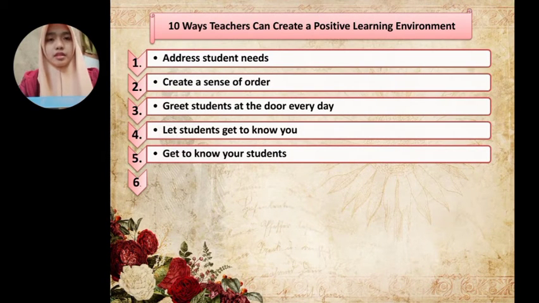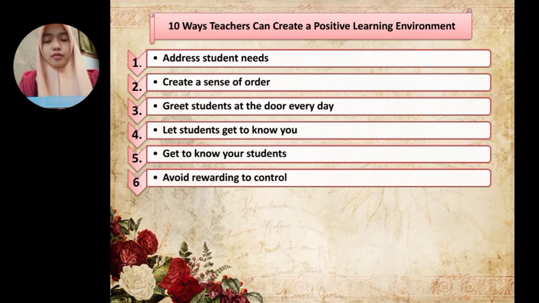And number 6 is avoid rewarding to control. Over 50 years of research has shown that incentives, gold stars, stickers, monetary rewards, and other bribes only serve to undermine students' intrinsic motivation, create relationship problems, and lead to students doing nothing without a promised reward.